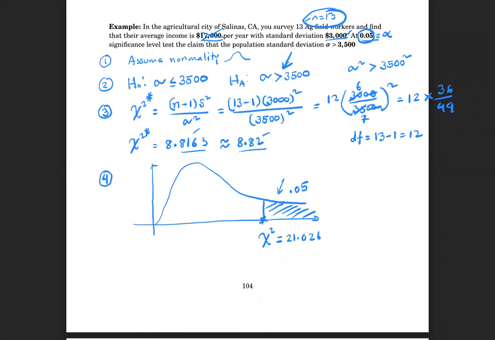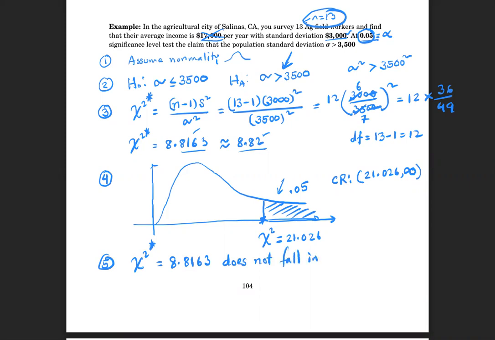So your critical region is going to be from here all the way up to positive infinity, 21.026 all the way up to positive infinity. Step number 5, your test statistic chi-square star is equal to 8.8163, which does not fall in the critical region, 21.026 to infinity.